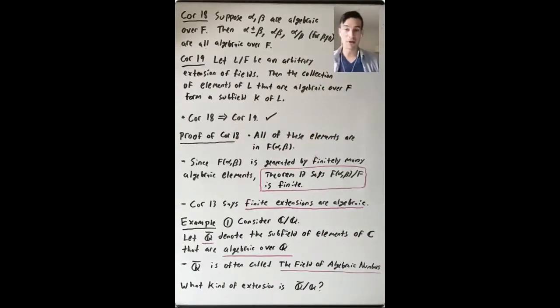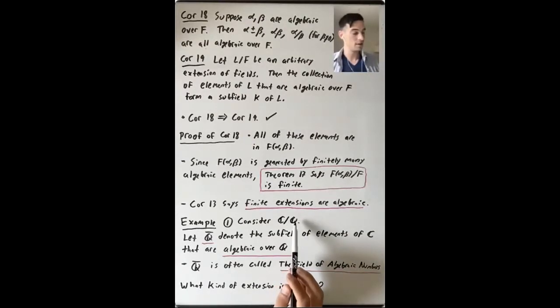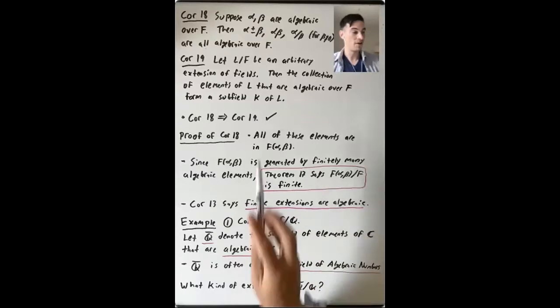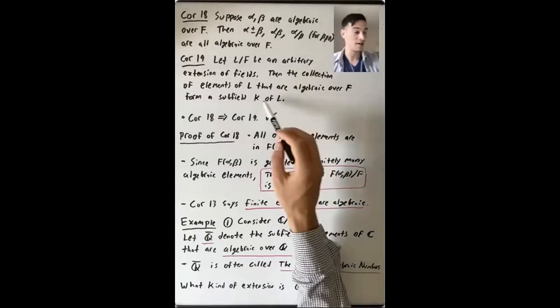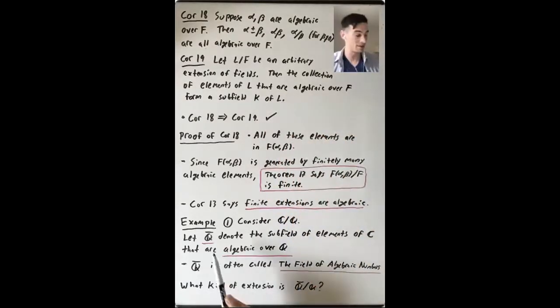All right, so the next thing I want to do is focus on one example that's really important. We have the rational numbers, and the complex numbers are a field containing the rational numbers as a subfield. So this is an extension. We can take the collection of all of the elements of the complex numbers that are algebraic over the rational numbers and see that they form a subfield of the complex numbers. Let's call that subfield Q bar. So Q bar is the subfield of elements of the complex numbers that are algebraic over Q. We'll come back and say more about this notation in the next few lectures.